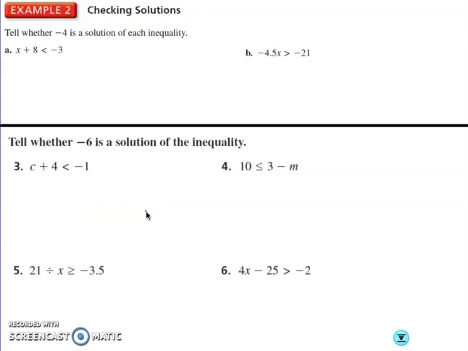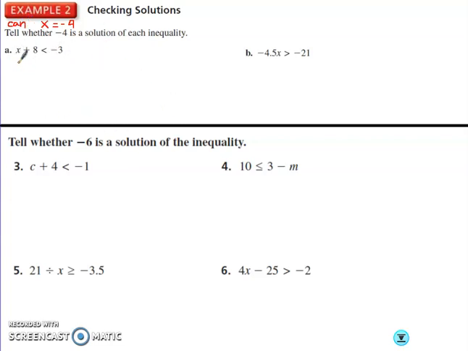In example 2, we're going to go ahead and check to see if certain values are solutions of our inequalities. All that means is that we're going to be given a value, we're going to plug it in for our x, and see if it works in the inequality. So can x equal negative 4 is what we're really asking.